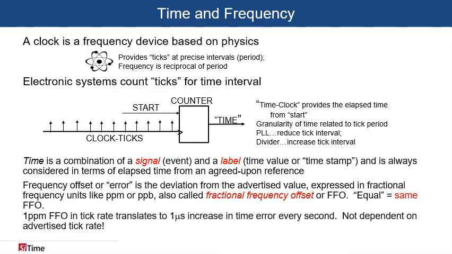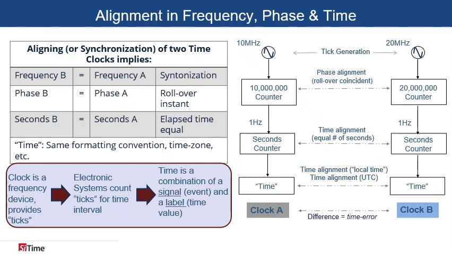So from a given starting point, a time clock provides elapsed time by counting the number of clock ticks from the start. The granularity of time you can present is related to the tick period, and we can use PLLs to reduce the tick interval or increase the tick rate, and or use dividers to increase the tick interval by reducing the rate. So consequently, we can think of time as a combination of the event, that's the instant that we're looking at, and the time value, which is essentially the elapsed time from an agreed upon starting point.